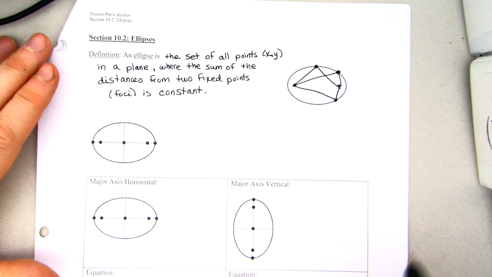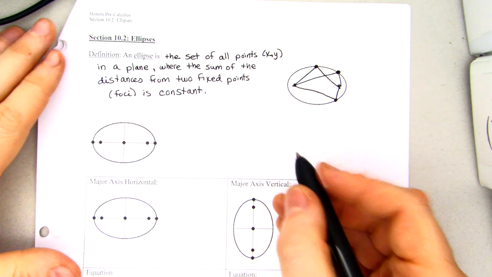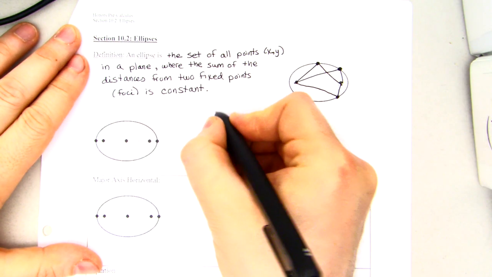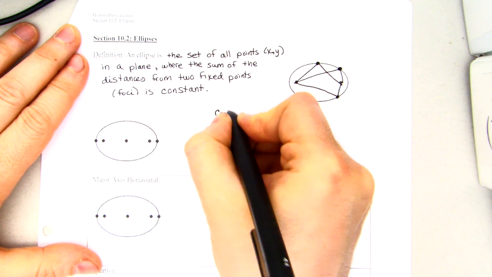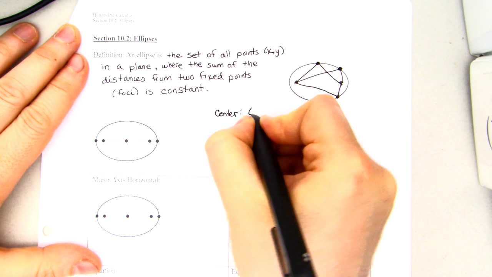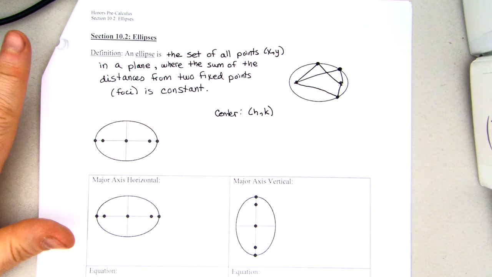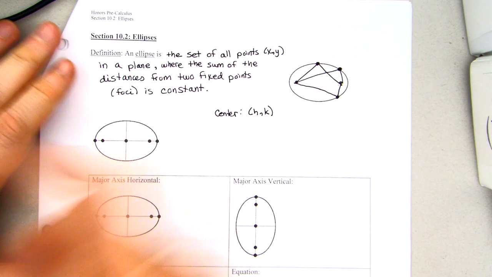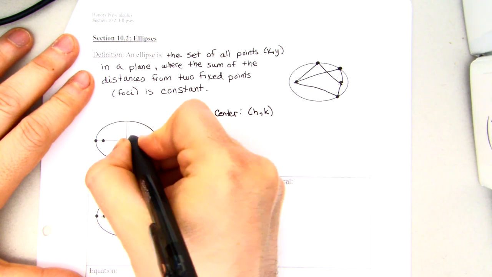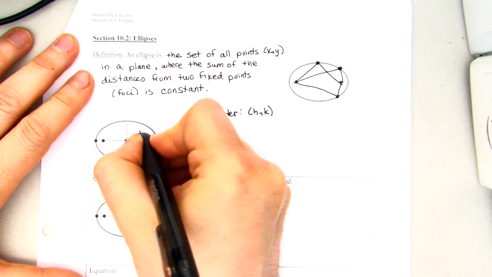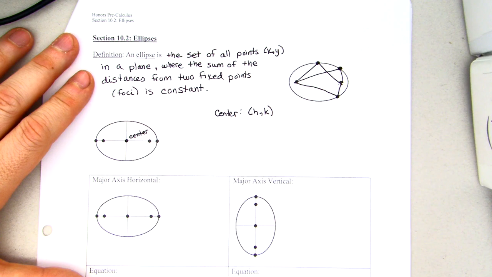So now, to actually deal with formulas for ellipses, I need a couple variables here, a couple constants actually. The center of our ellipse will be h comma k, just like our center for a circle, just like the vertex for a parabola. Over here, I have my center. That's h comma k.